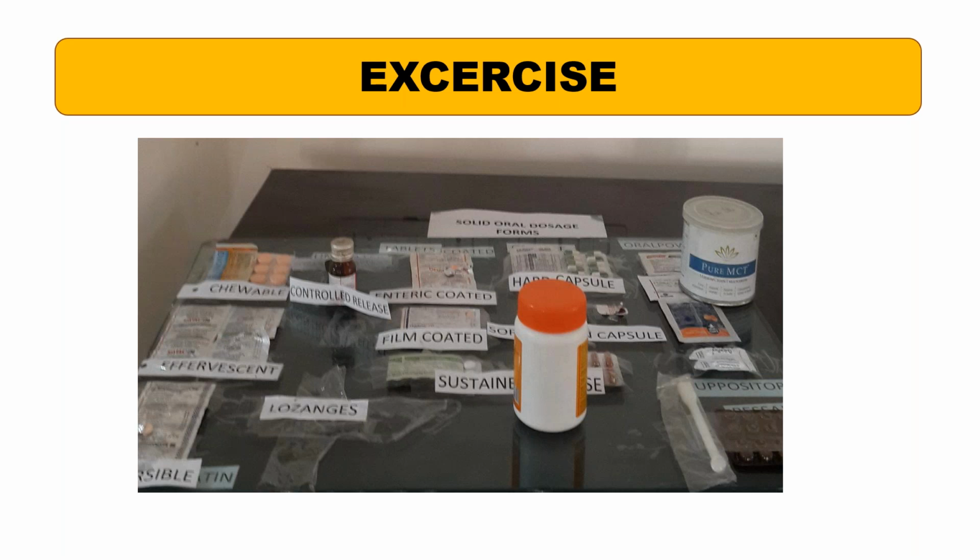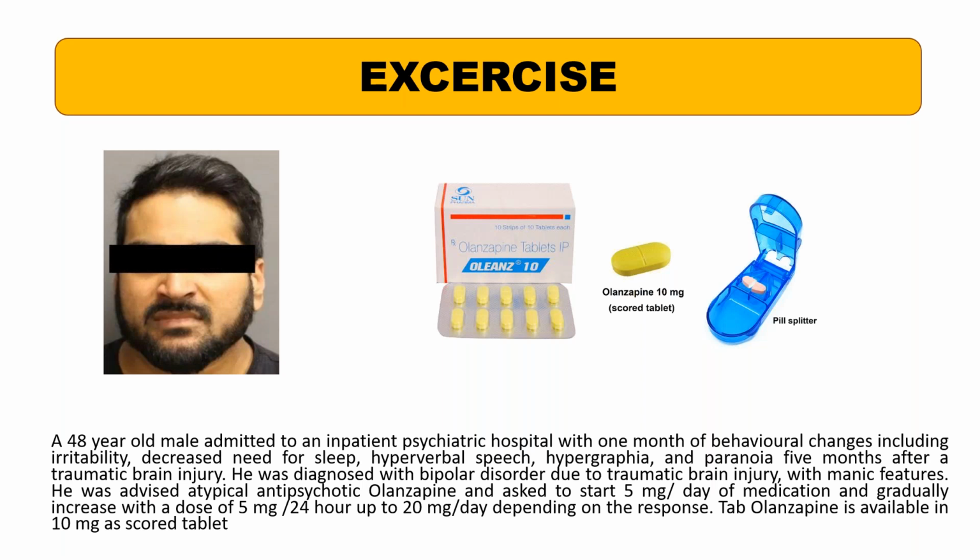Apart from that, I have taken another way of using the scoring of the tablet, the criteria, and I have developed an exercise. It has a little bit of psychomotor activity, and it uses the pill splitter. Here is the case of a 48-year-old male admitted to an inpatient psychiatric hospital with 1 month of behavioral changes, including irritability, decreased need for sleep, hyperverbal speech, hyperphagia, and paranoia, 5 months after traumatic brain injury.